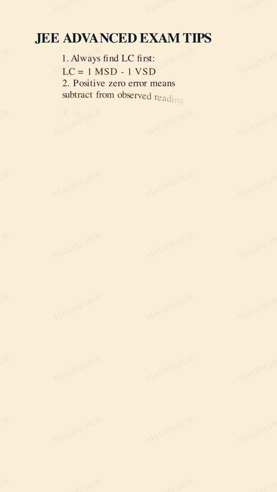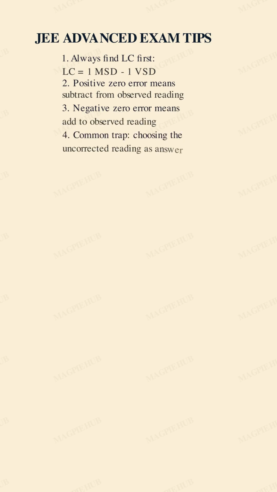Exam tips for JEE Advanced. Tip 1. Always calculate the least count first before reading any measurement. Tip 2. A positive zero error means the vernier 0 is ahead of the main scale 0, so you subtract it from the observed reading.